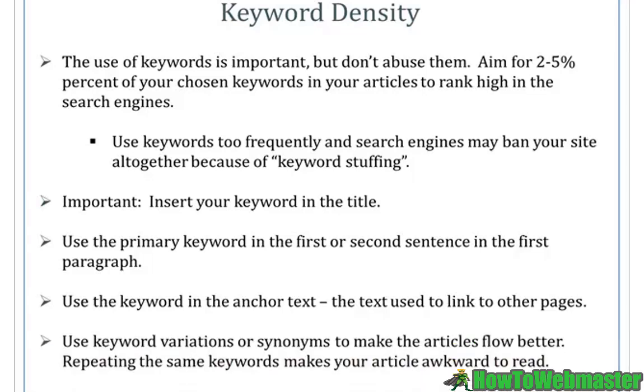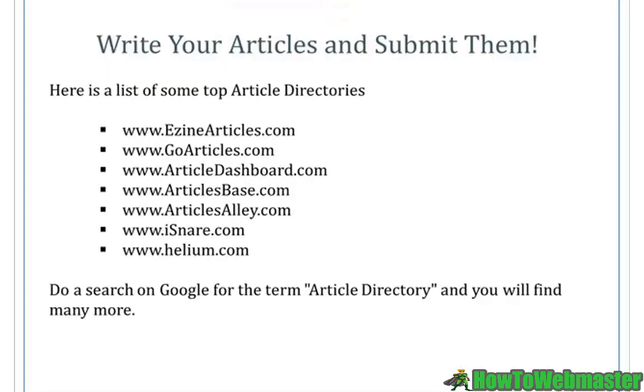Use keyword variations or synonyms to make the articles flow better. Repeating the same keyword makes your article awkward to read. So if you've got an article on dog breeding, and you're always talking about dog breeding, use different synonyms with it to make it not quite so awkward for somebody to read, where they're like, wow, why do they keep throwing that word in there? And the basic reason is to get that keyword in there. Well, that's not your goal, because it's not providing the value you need to.